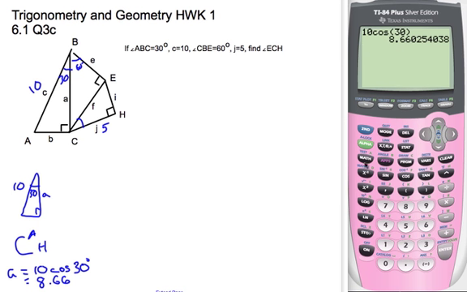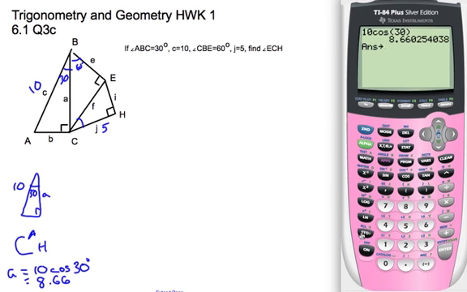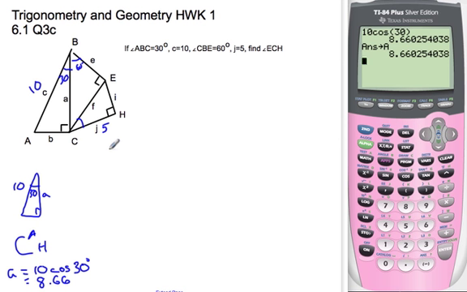If I want to use it more accurately, actually, what I can do is I can go and store that. I'll store that as A. So store as A. There we go. Now I can use that later if I need it. Right, next we're going to look at the second triangle. So that second triangle looks a bit like that.